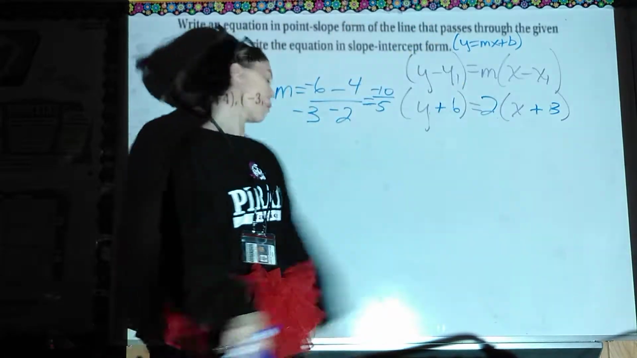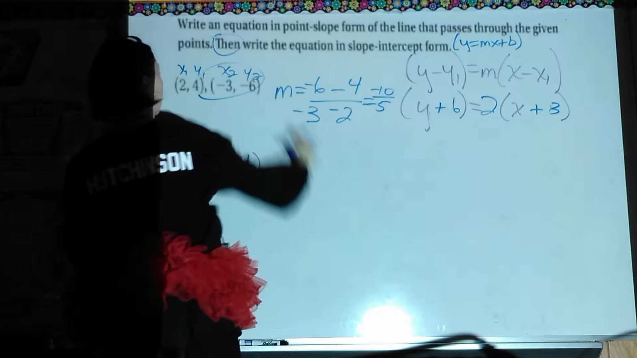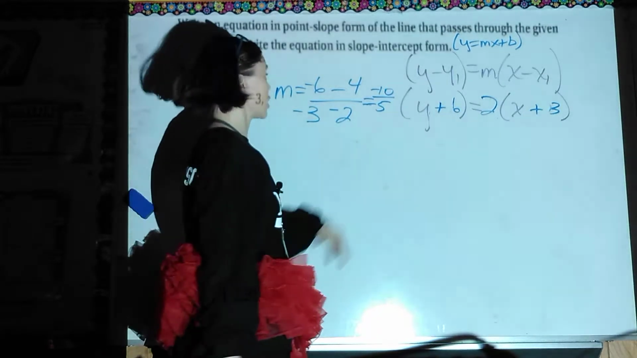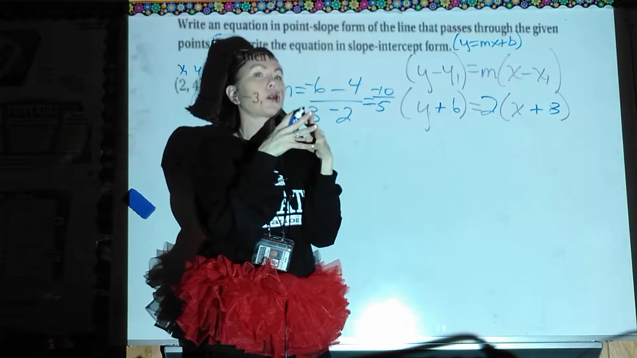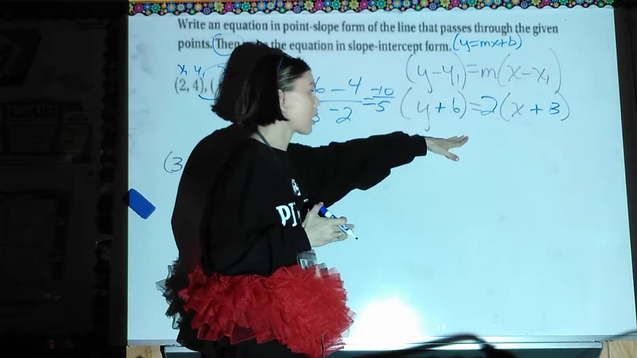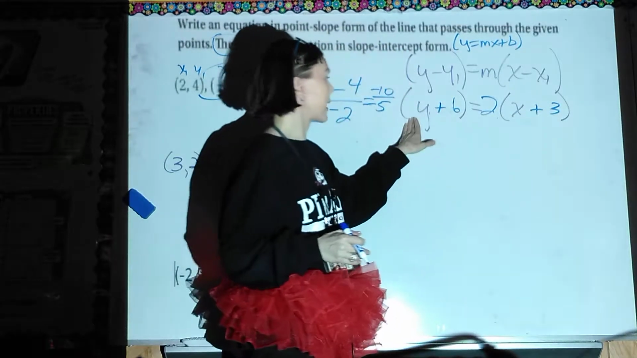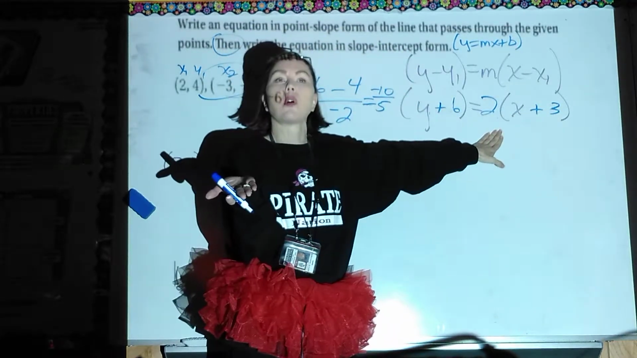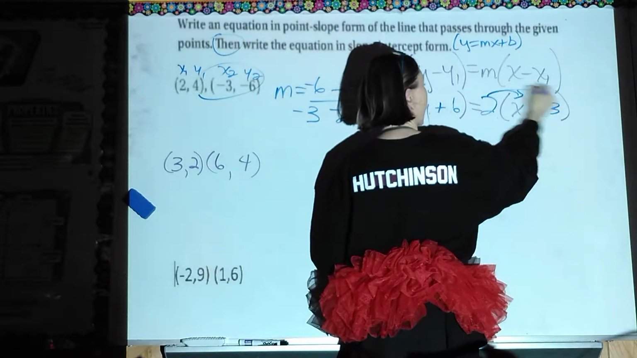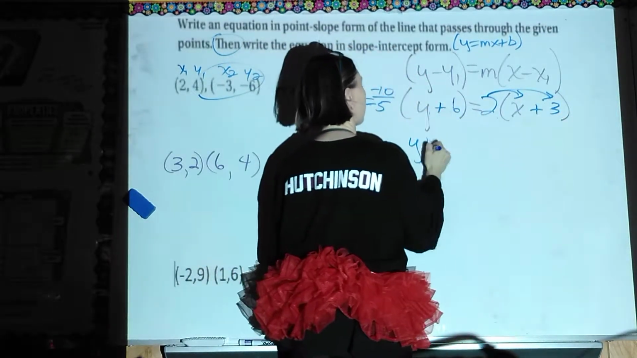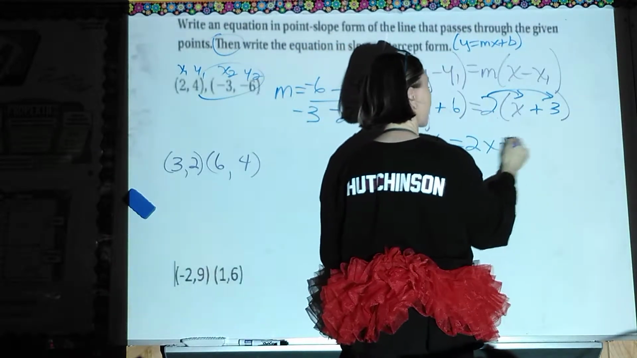Step 2. What do they want? They want us to then write the equation in slope-intercept form, y equals mx plus b, so it has to be solved for y. So we're halfway there. Here we are right now. So what do we need to do? How do we get this y all by itself? Well, we have parentheses, people. What do parentheses mean? Multiply. Distributive property. Bring it down. Y plus 6 equals 2 times x is 2x. 2 times 3 is a positive 6.